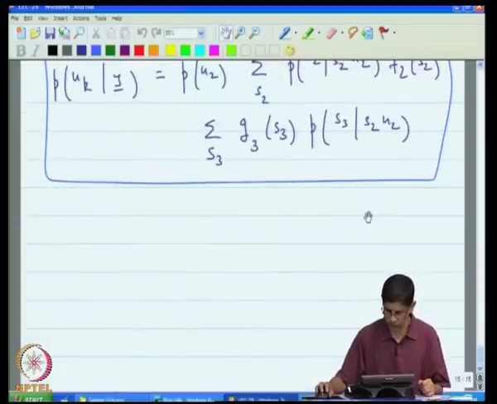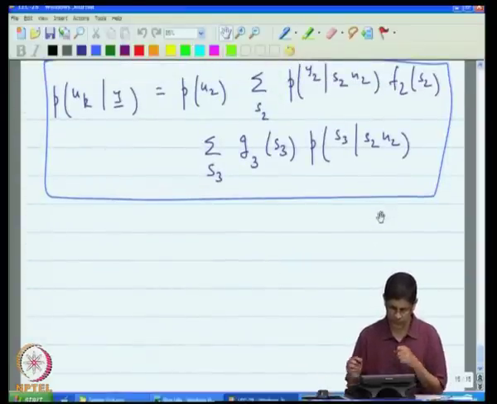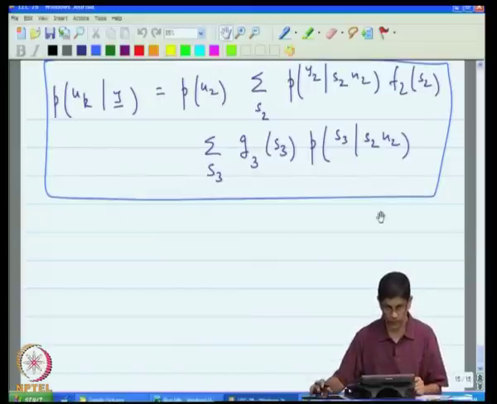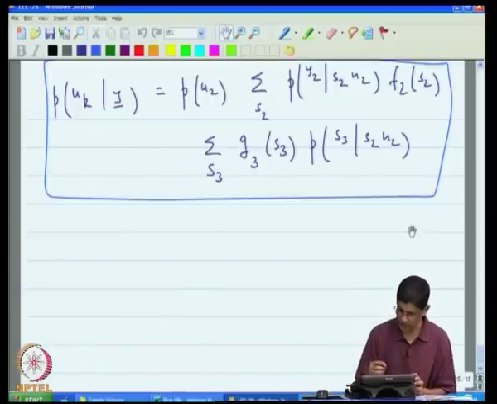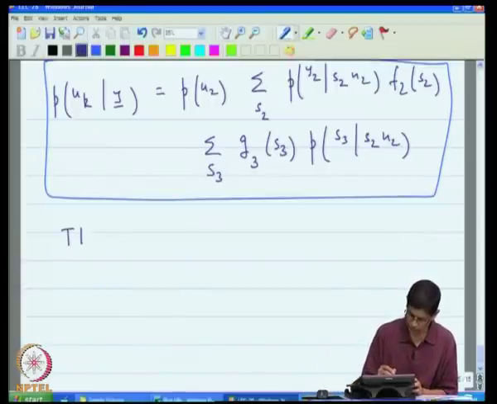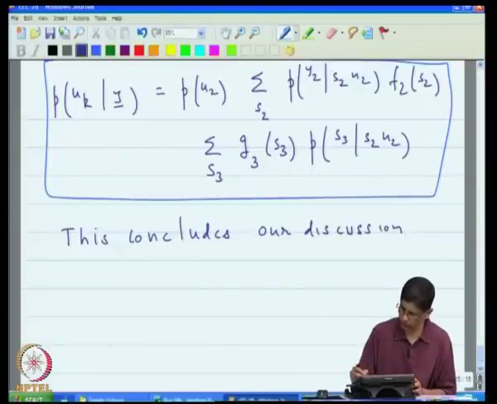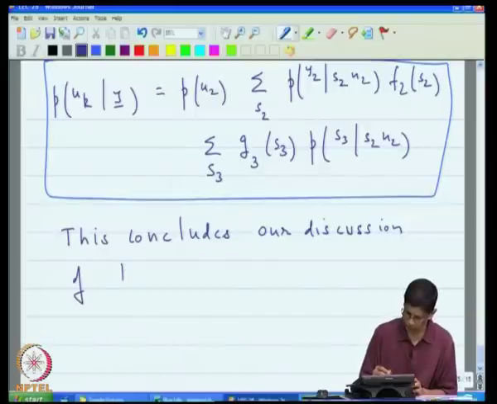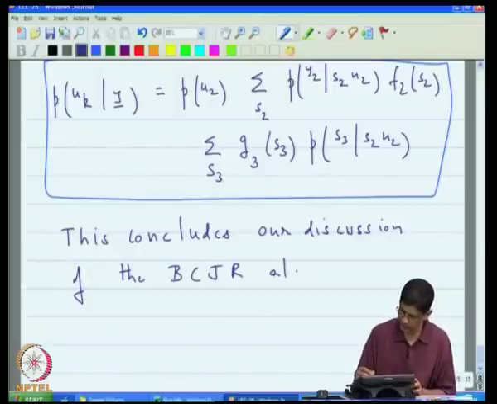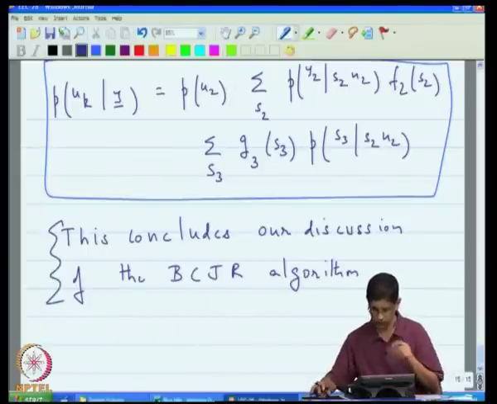However, what I might do is just add a note here. Since you will have access to these notes, I do not think there is any harm in that. So, we will just say that this concludes our discussion of the BCJR algorithm.